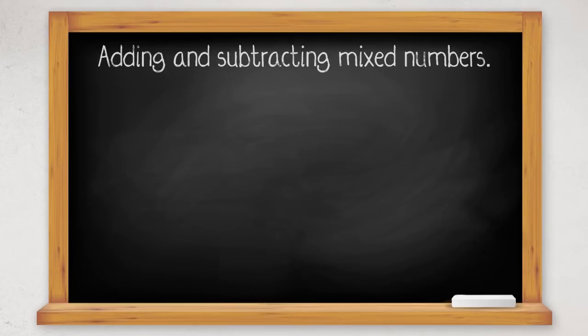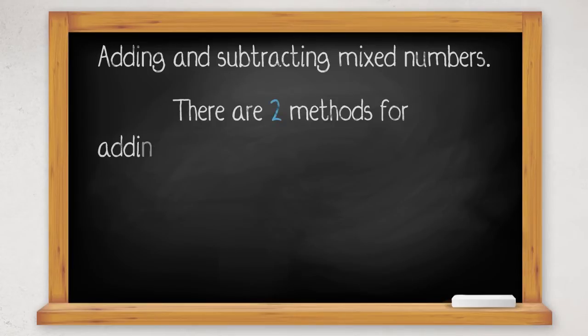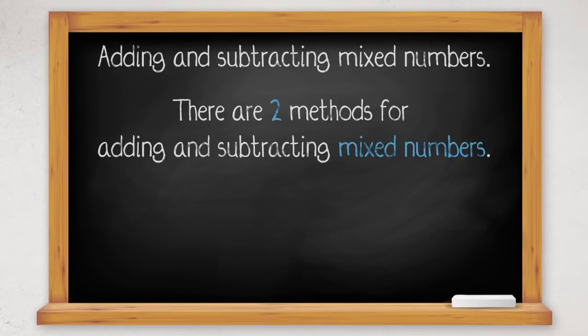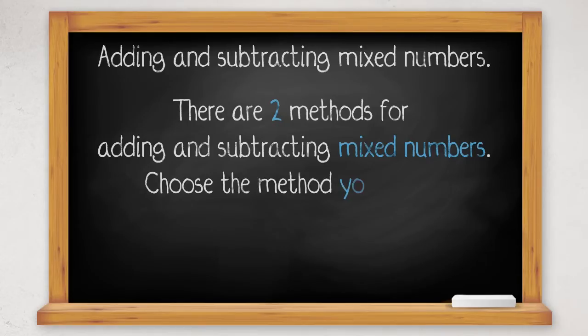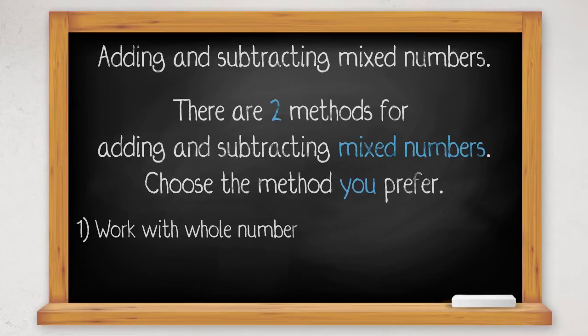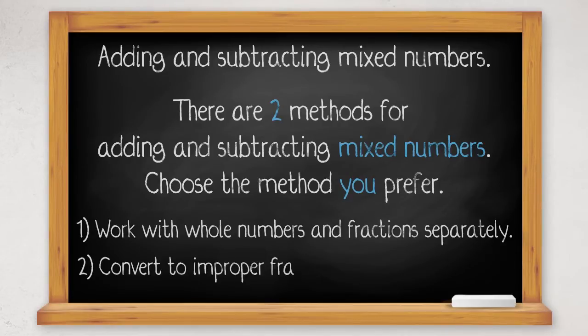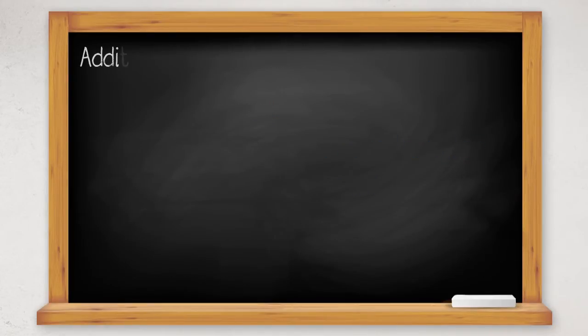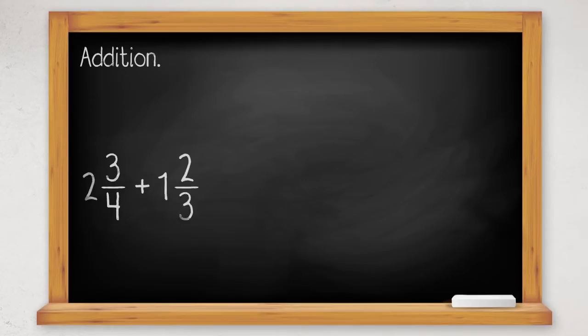We may need to add or subtract mixed numbers, and there are two methods you can use. Choose which method you prefer. You can either work with the whole numbers and fractions separately, or change them into improper fractions. Firstly, we do an addition showing both methods, and the example I will use is 2 3/4 add 1 2/3.